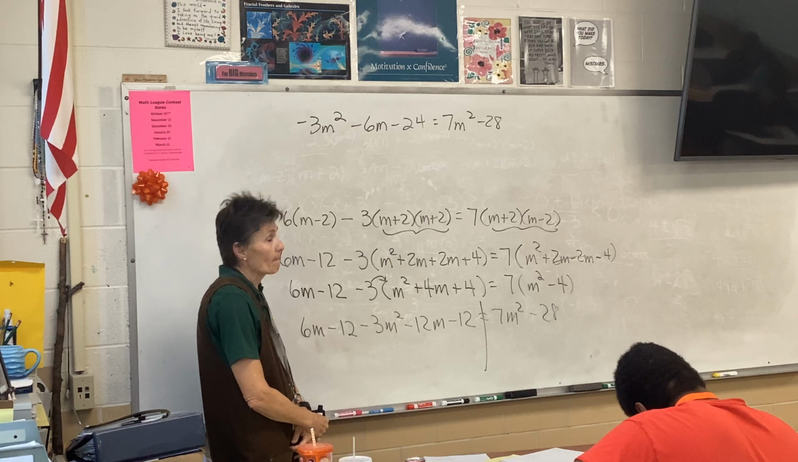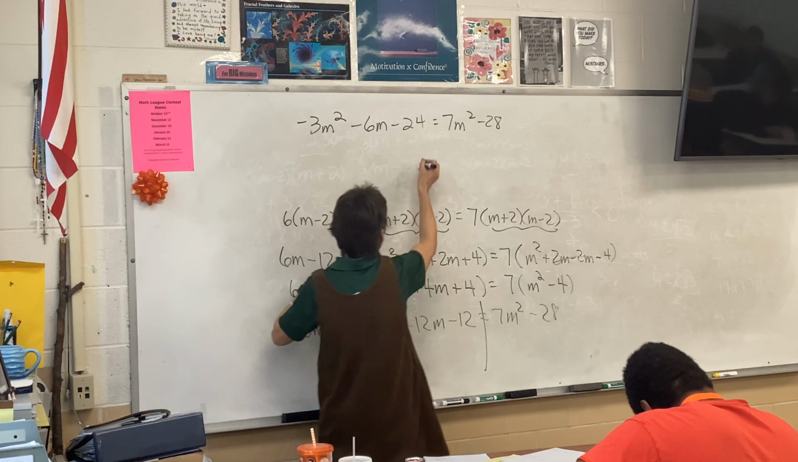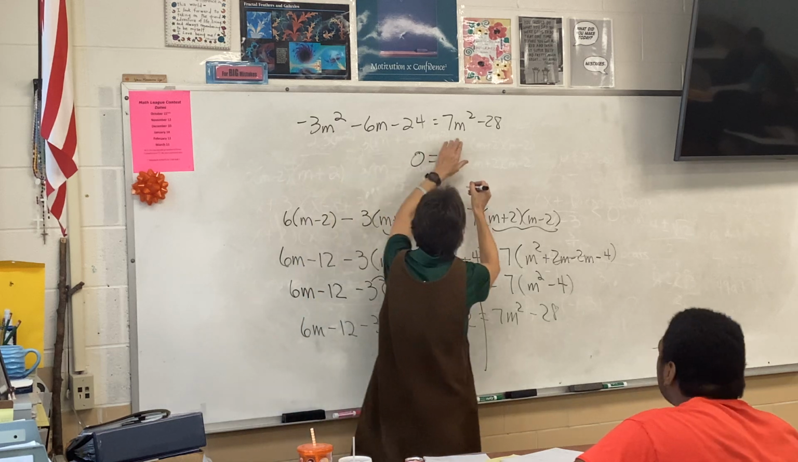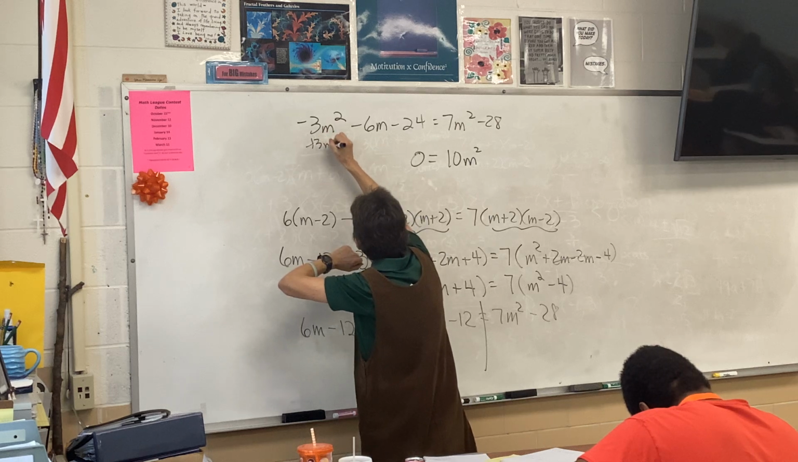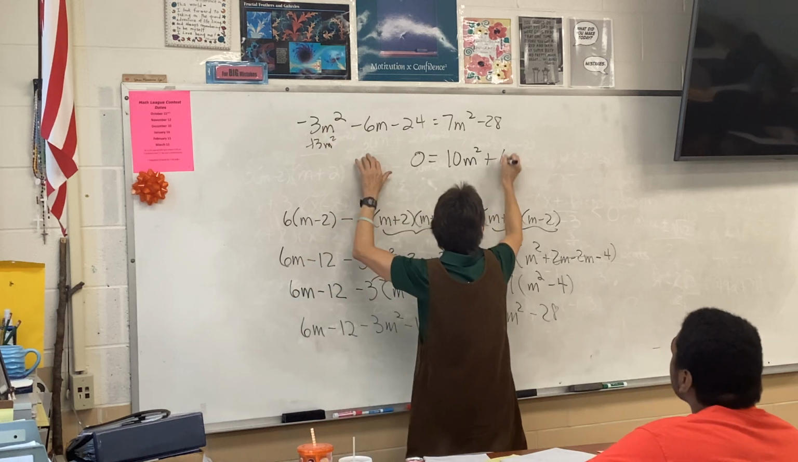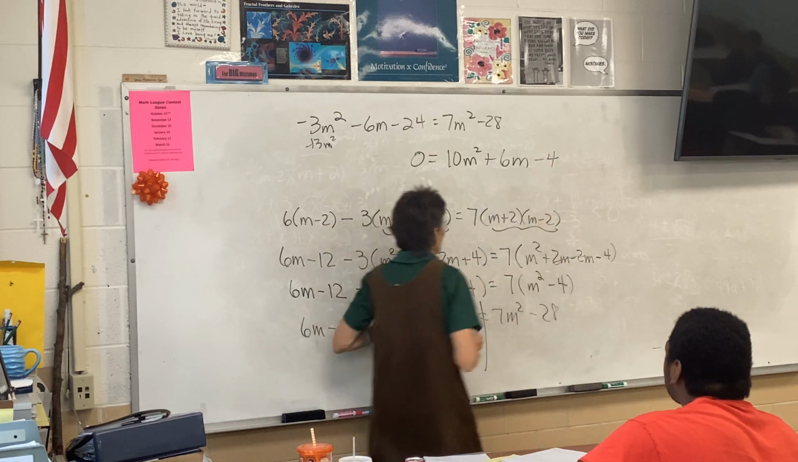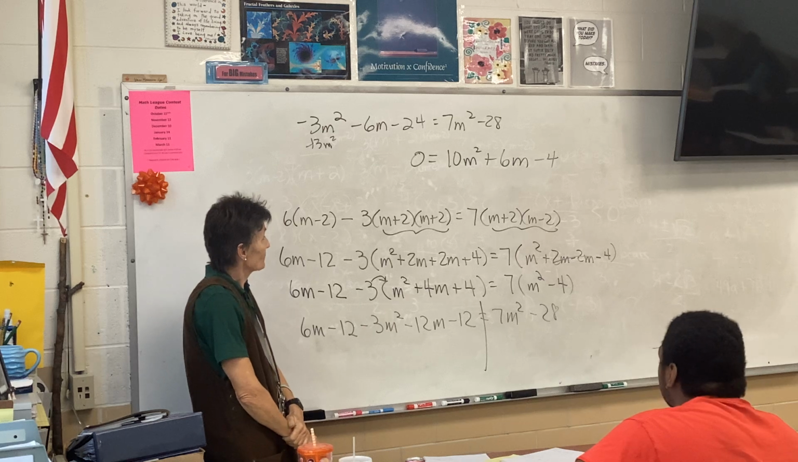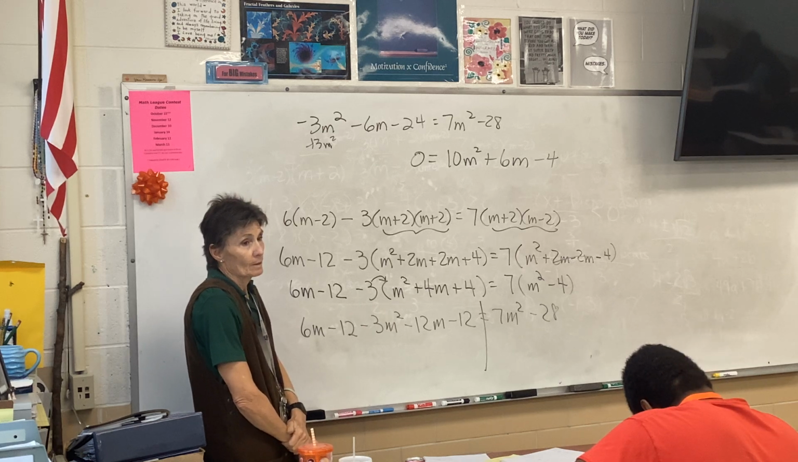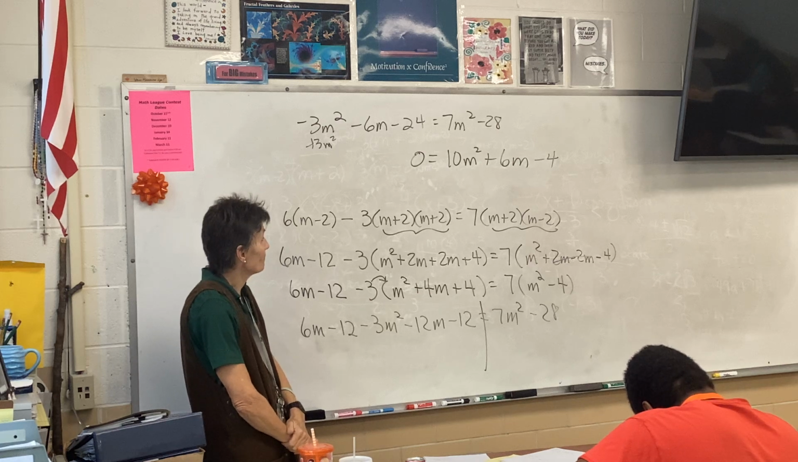Now what? Bring it on. I get it all set equal to 0. So that's going to be 10m squared. I'm going to add 3. Add 6m. And add 24. Yep, it's a mess. But you can handle it. You just have to be patient, one step at a time.